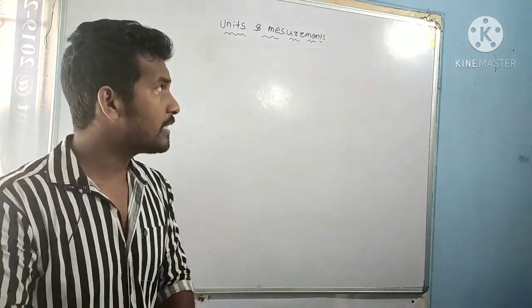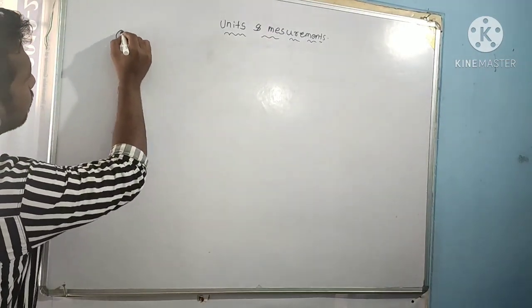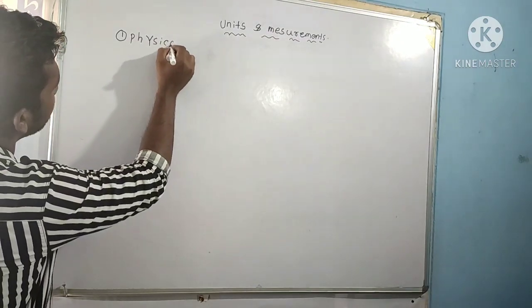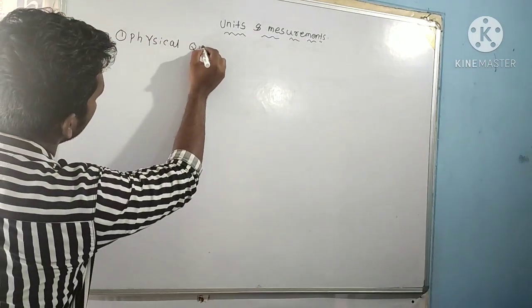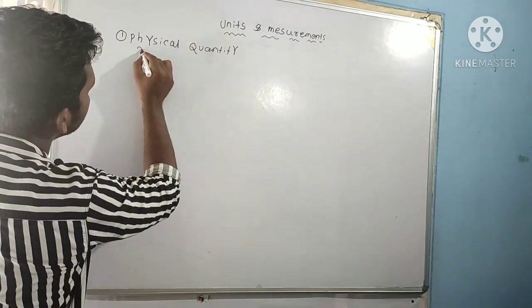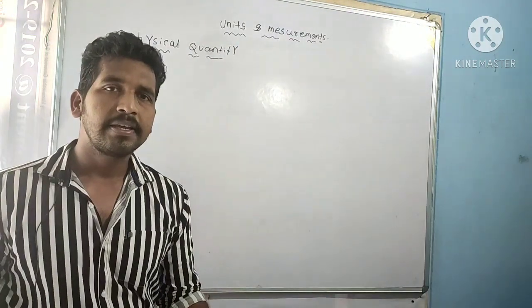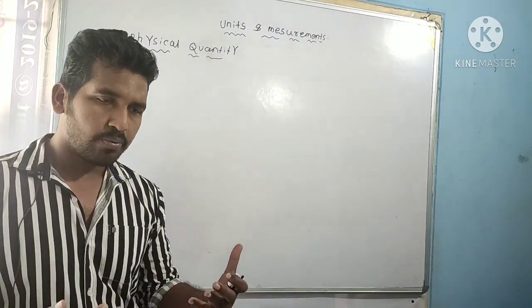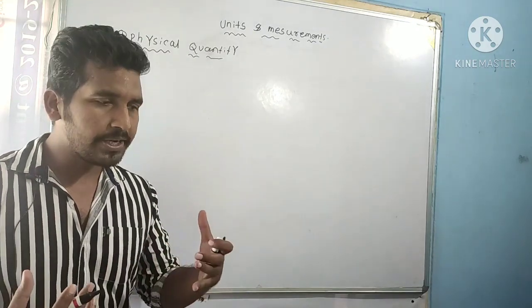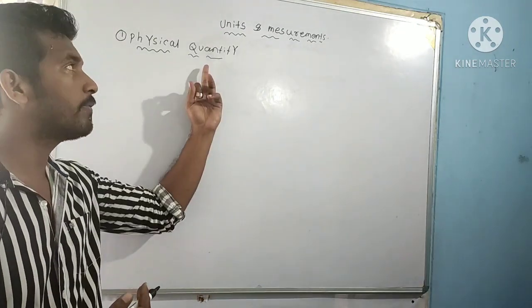So, physical quantity first. What is a physical quantity? The quantity which can be observed and measured. A quantity that we can observe and measure is called a physical quantity.